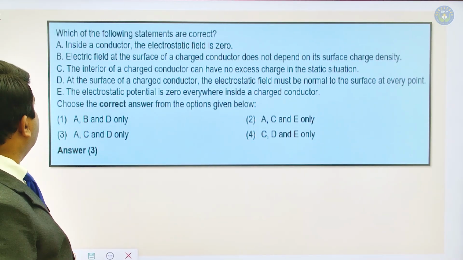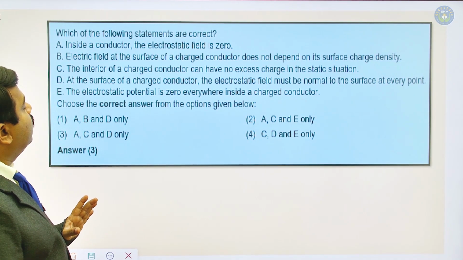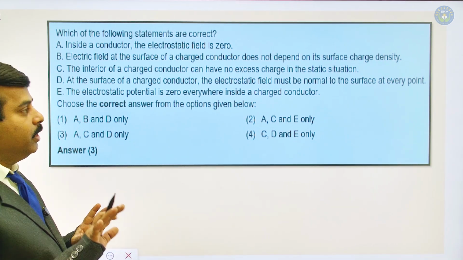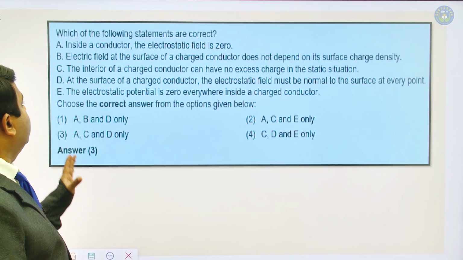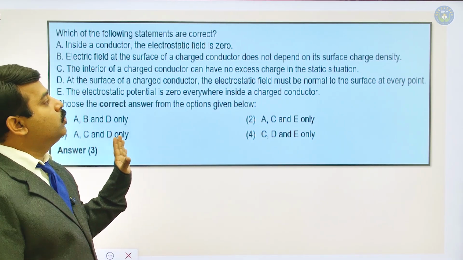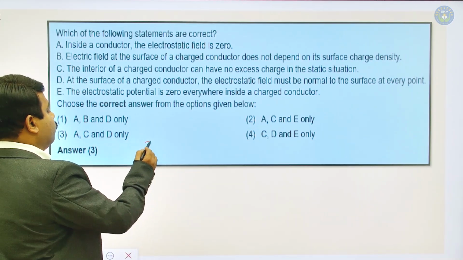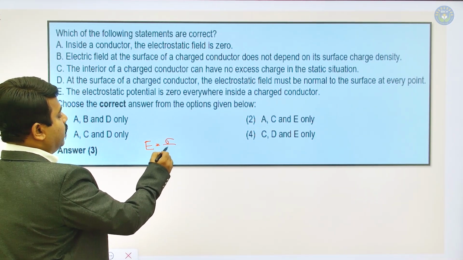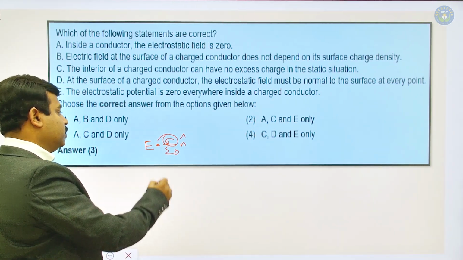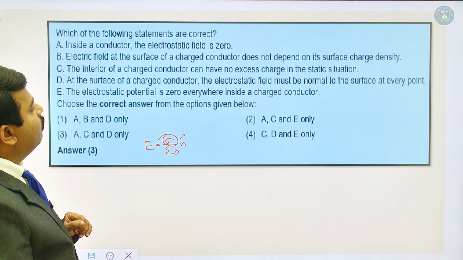Now question number 41. Which of the following statements are correct? Inside a conductor, electrostatic field is 0. That is correct only. Inside the conductor, electrostatic field is 0 only. Electric field at the surface of a charged conductor does not depend on the surface charge density. That is wrong. Why? Because the electric field on the surface of a charged conductor is sigma by epsilon 0 n cap. So it depends on surface charge density.